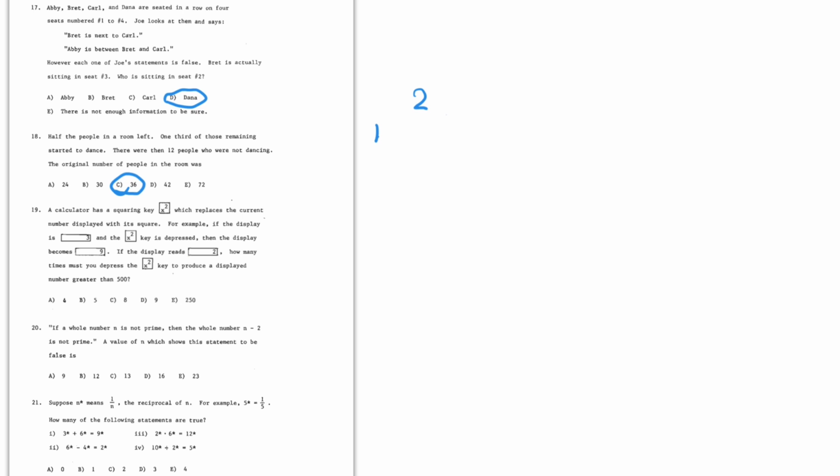So the display reads 2, and when we first press the square key, it gives us 4. The second press gives us 16, because that's 4 squared. And the third gives us 256. That's 16 squared. Then the fourth time we press the square key, 256 squared is definitely greater than 500. Therefore, the answer is A.